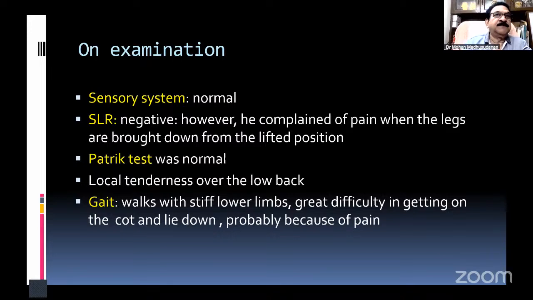Stiff person syndrome is a good possibility. But they will not complain of back pain. They can complain of back pain because of the stiffness of the back. Very good. But the pain here is more on bringing down the lower limb. That is the complaint he told. And again, absent ankle jerks and plantar flexors were weak. I mean, he could not stand on toes.